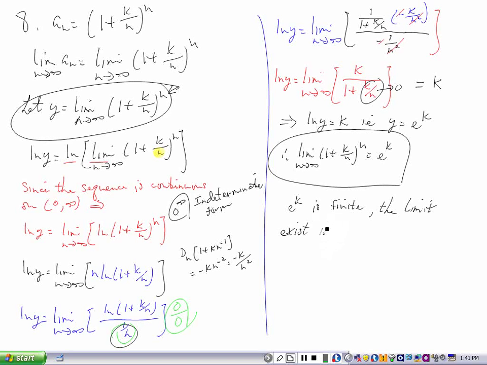The limit exists, and is equal to e to the k. That's it. Okay. Number 9.